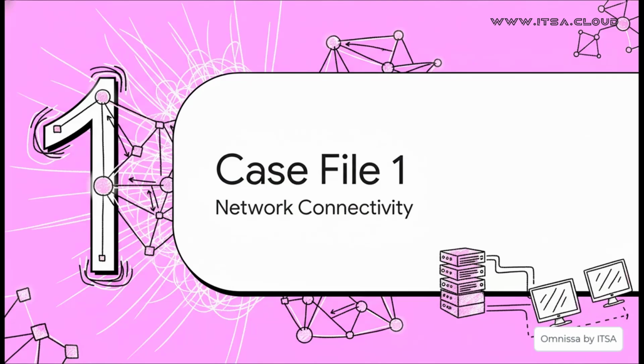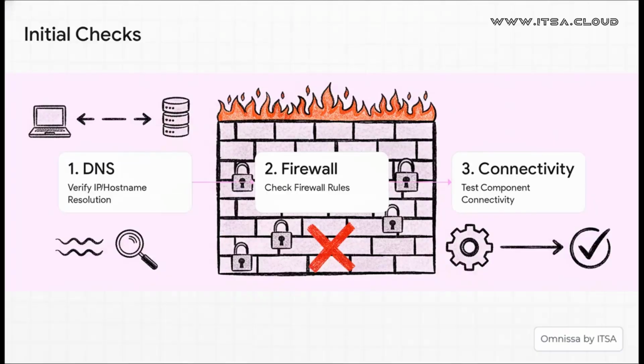Now, every good investigation starts at the perimeter of the scene, right? And for us, that's the network. Before we look at literally anything else, we have to make sure the fundamental pathways are clear. Because look, if the data can't get from point A to point B, nothing else is going to work. So, here are our first 3 investigative steps.